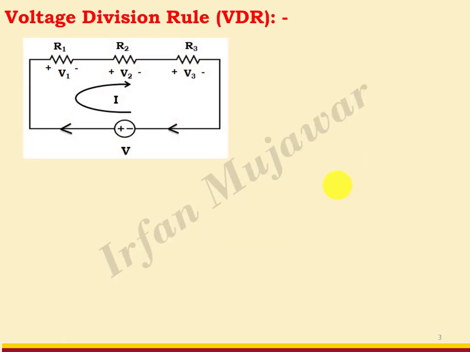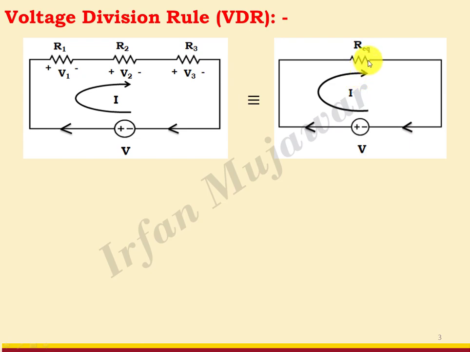So voltage division rule. Let us consider a case where three resistors are connected in series. Same is applicable for any number of resistors connected in series. So three resistors R1, R2, R3 are connected in series across a DC voltage source capital V. Current flowing is I. Voltage drop across R1 is V1, that across R2 is V2 and that across R3 is V3. Now we can replace these three series connected resistors by a single resistance whose value is R equivalent. Supplied voltage is same, so we will get same current.